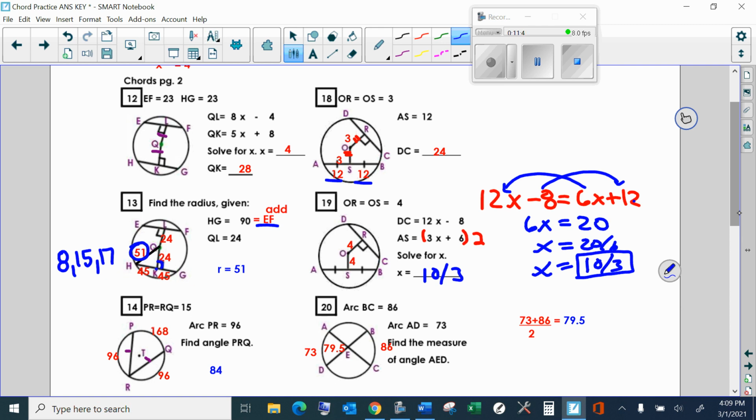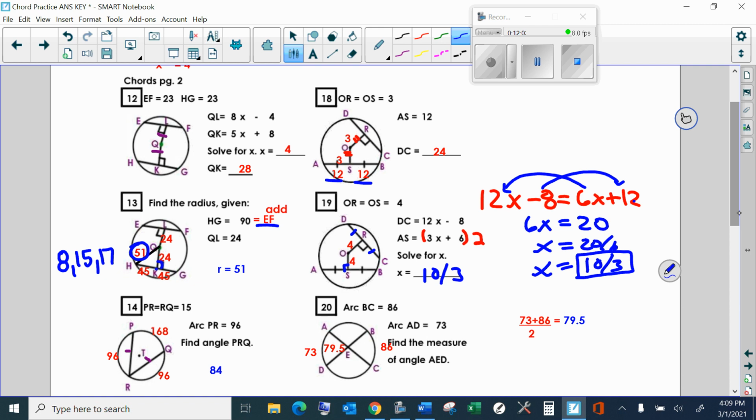All right, 19. OR equals RS, and they both equal 4, so since they're equidistant from the center, the chords have to be the same length. It goes to the center, so it's a perpendicular bisector to the chord. If I wanted to put that in there, I could put that in there, just like I could put that in there, and that equals there as well.